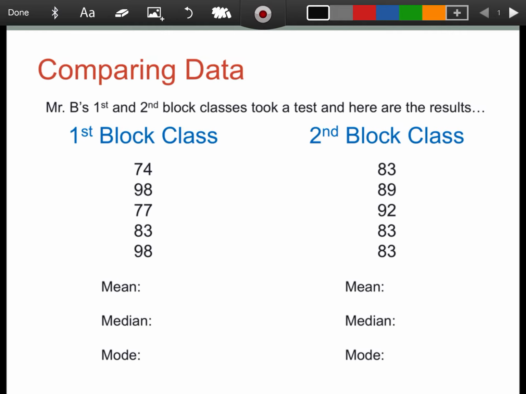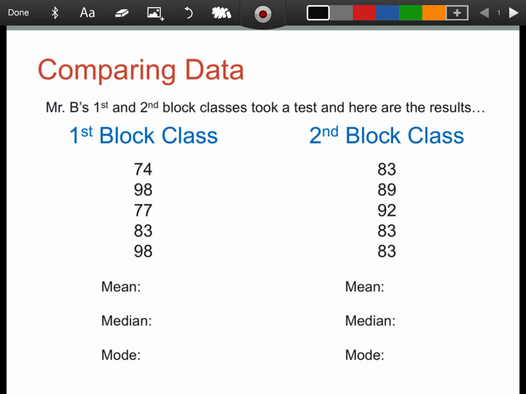Let's start the statistics chapter. This chapter is going to be way different than all the other chapters we've done in Algebra 2. There won't be any factoring or graphing of functions or solving equations. This is kind of the basics you would see in a probability and statistics class.